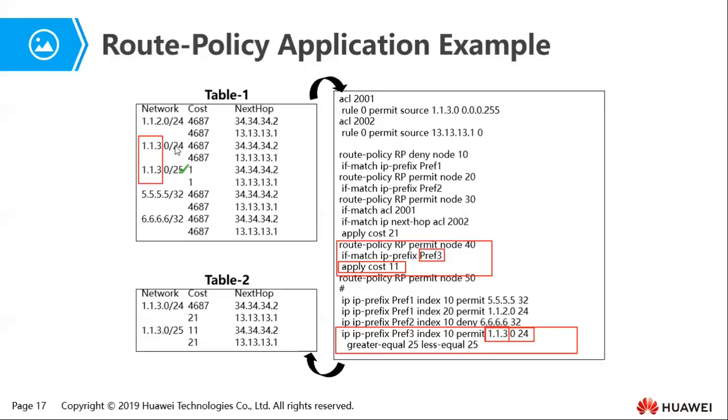So there we're not going to look at /24. We only want /25, /25. So what we're simply saying is that for /25, apply the cost, change it to 11. Change the cost to 11. So we're simply going to change the cost here from 1 to 11.